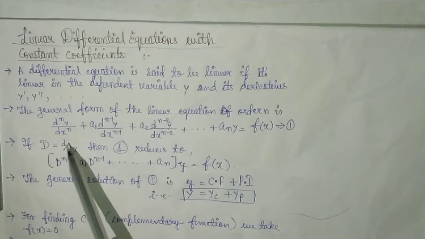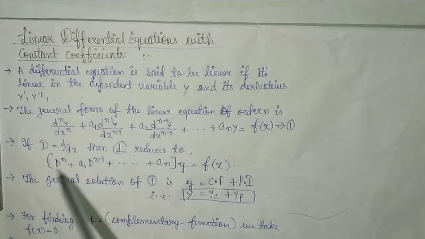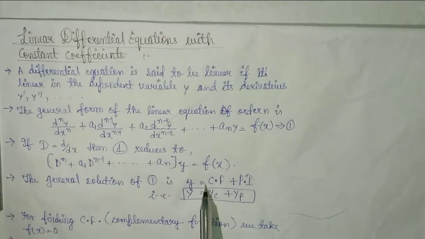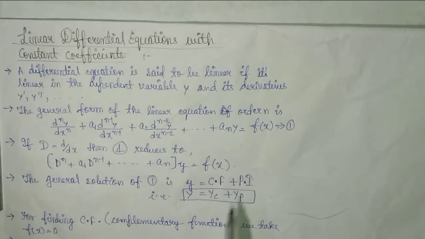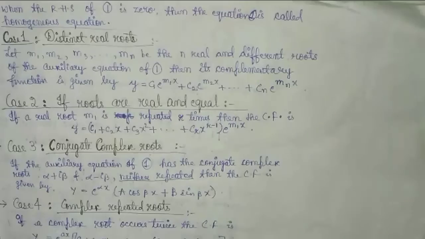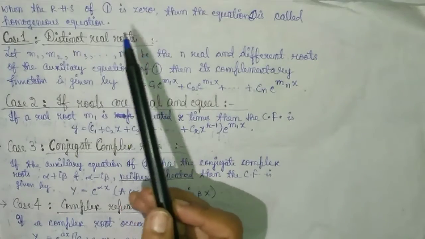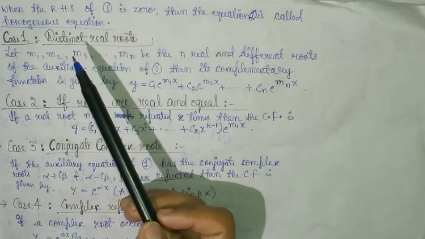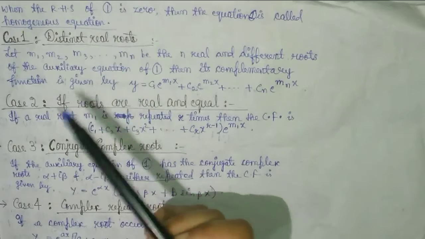But when we use capital D in place of d/dx, then equation 1 reduces to this form, and the general solution of 1 is given by y equals CF, which means complementary function, plus PI, that is particular integral, which can be written as y equals yc plus yp. Now for finding the complementary function, we take f(x) equals 0. When the RHS of 1 is 0, then the equation is called a homogeneous equation. Now let us see how to find the complementary function for these four cases.